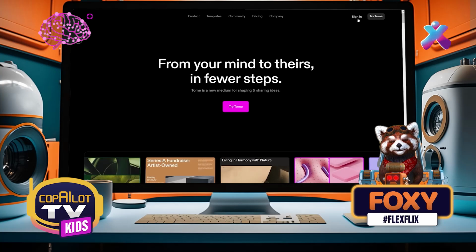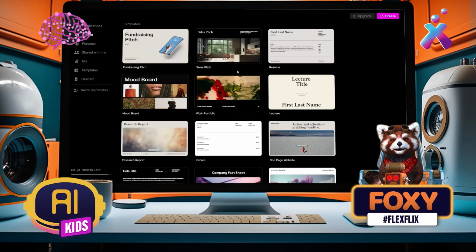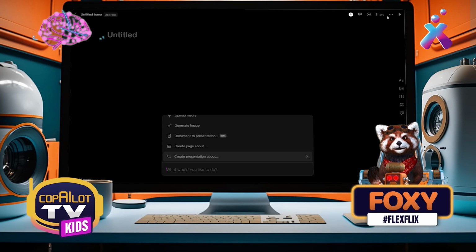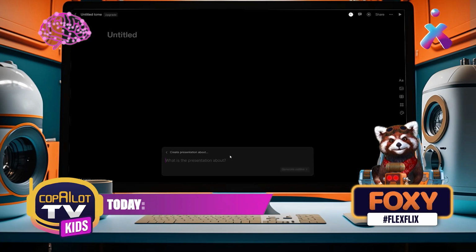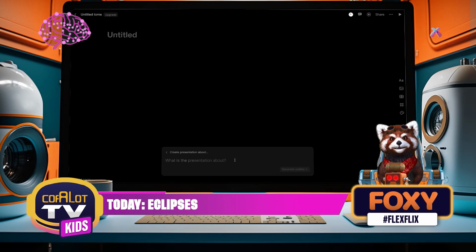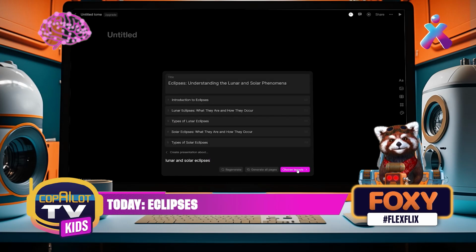Perfect. We have to log in. All right, and now we'll hit the create button. All right. Now we're going to choose create presentation and set the theme. I will put lunar and solar eclipses. All right. And now we wait for Tome to do its thing.